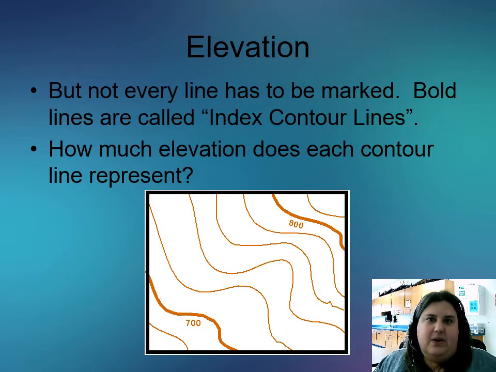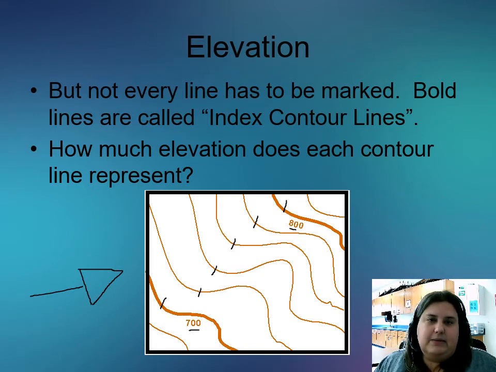Not every line, though, will be marked necessarily. So oftentimes we see topographic maps that look like this one that we have here, where we have index contour lines. And these lines are going to be bold lines that will have an elevation. And then in between those, we'll have just the normal contour lines that are not going to be marked with a specific elevation. When this happens, we need to calculate what the contour interval is going to be. So what are we counting by?